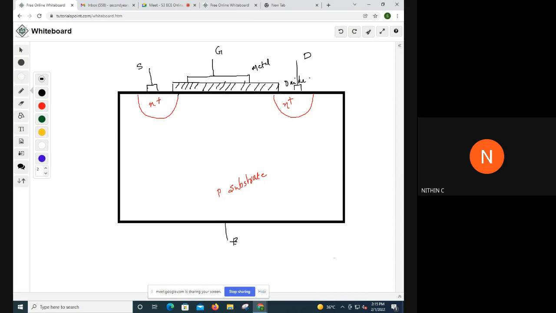So this is B, bulk, or you can say it's body. This is semiconductor. Okay, P-type semiconductor is used in our case. The next topic that we are going to learn is body effect. This is a topic that we are going to see next. Body effect. So this body effect is actually due to this terminal.